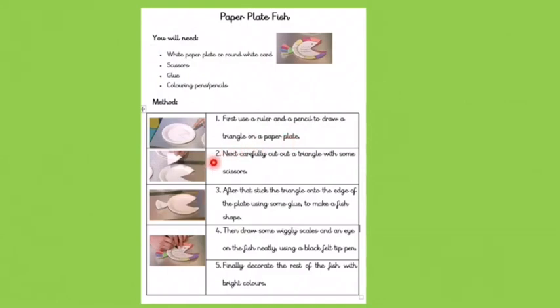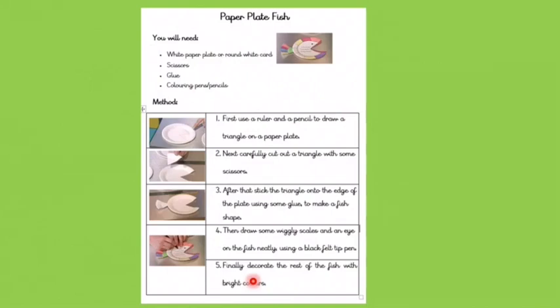Two, next, carefully cut out a triangle with some scissors. So cut out a triangle with some scissors. Number three, after that, stick the triangle onto the edge of the plate using some glue to make a fish shape. So that's what it should look like now. Number four, then draw some wiggly scales and an eye on the fish neatly using a black felt tip pen. Five, finally, decorate the rest of the fish with bright colours. That's your set of instructions there.